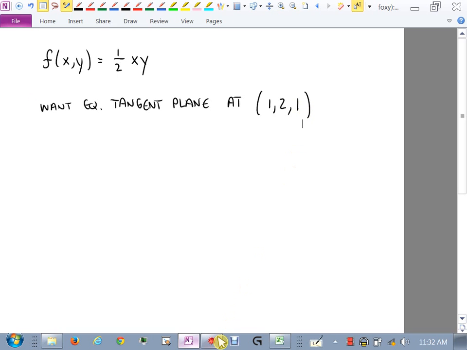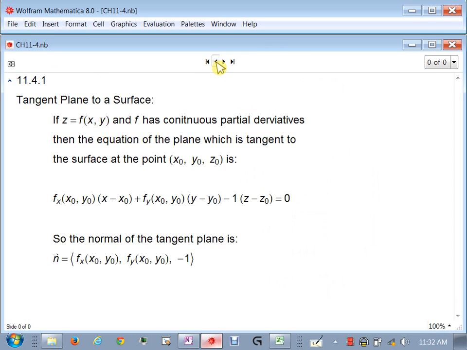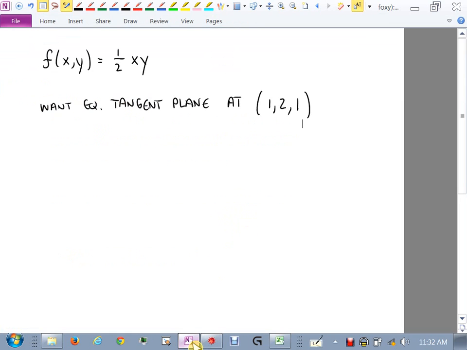Now, the formula that we're going to use is the one I just showed you, this one right here. We need to take the partial with respect to x, and then plug in x naught, y naught. Then take the partial with respect to y, plug in x naught, y naught, and then that'll always be -1. That'll give us our normal vector, and then we just plug in x naught, y naught, z naught right in, and we have the equation. If you want to, you could label these x naught, y naught, z naught.